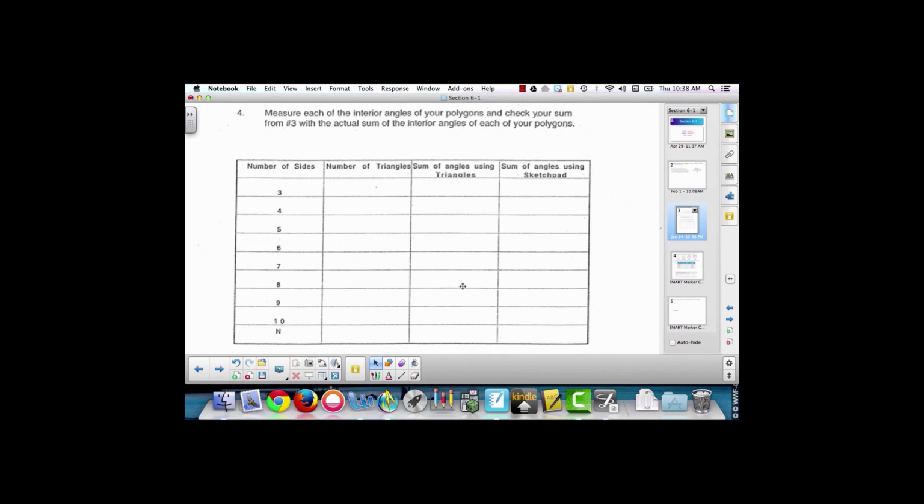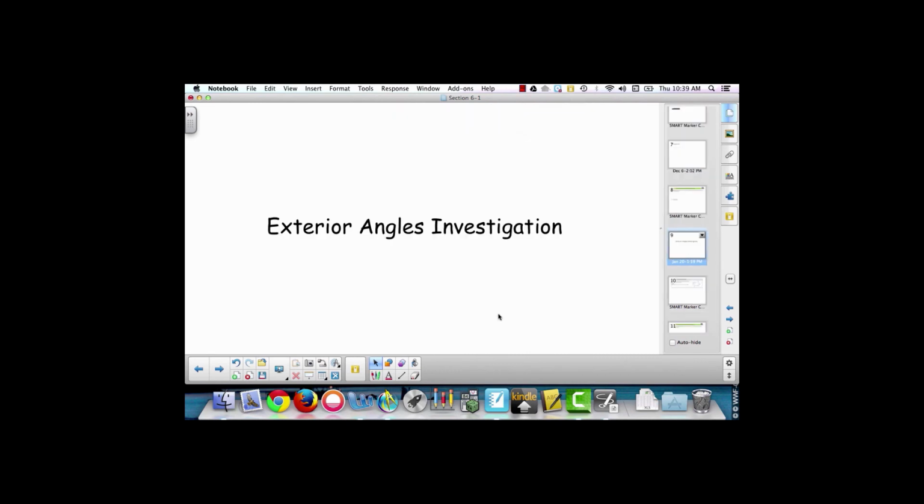Once you think you have a pattern established between the number of sides in a polygon, the number of triangles that it makes, and the sum of the interior angles, go ahead and fill out this last section here. Okay, now that you know about how to find the sum of the interior angles of any convex polygon, we're going to look at the sum of the exterior angles of any convex polygon.